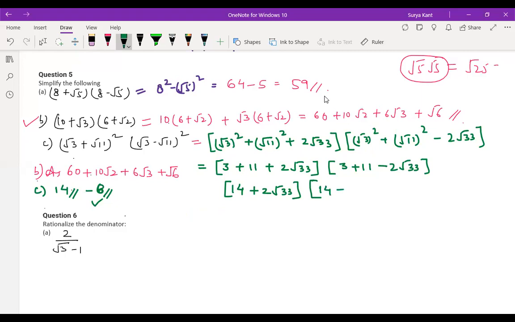14 plus, sorry, minus is there, no? Minus 2 root 33. So if you multiply, you get 14 whole square minus 2 root 33 whole square. So 14 14s are 196, minus 2 2s are 4, 4 into 33, 4 3s are 12, so 132. So your answer is 64, children. This is not the answer, okay?